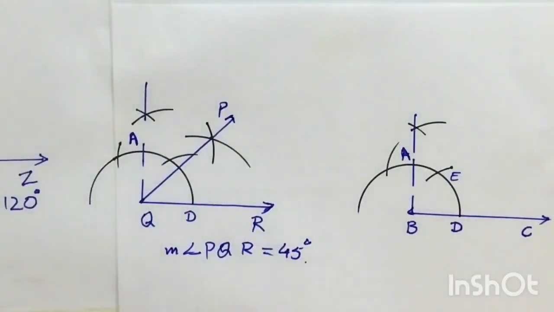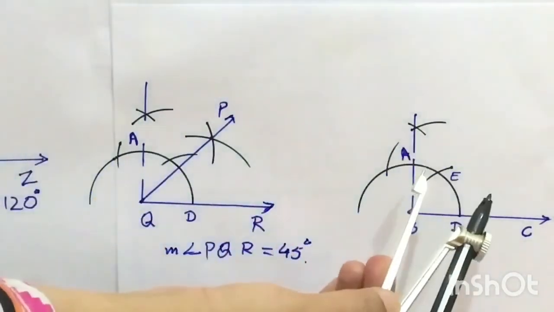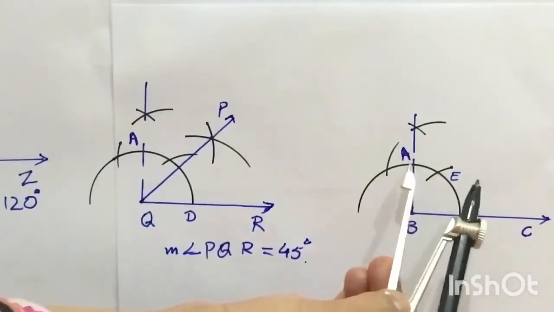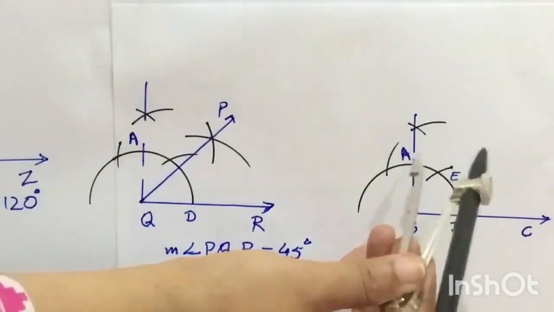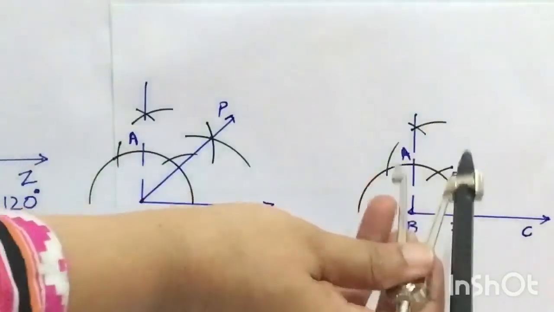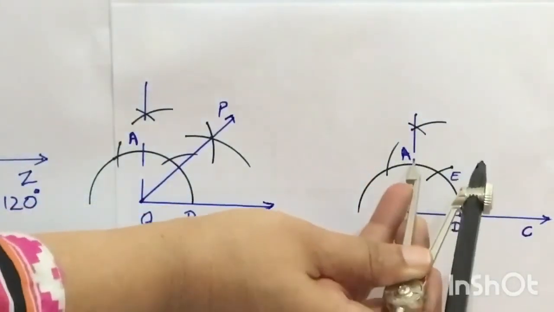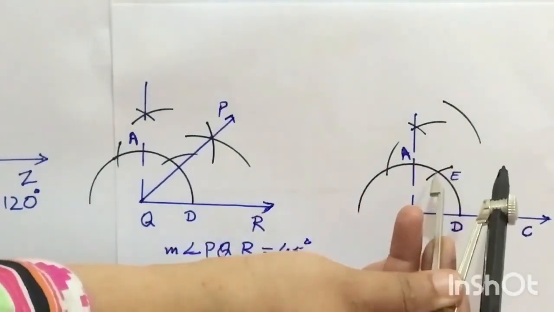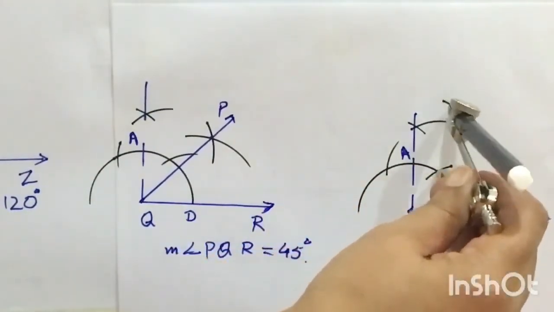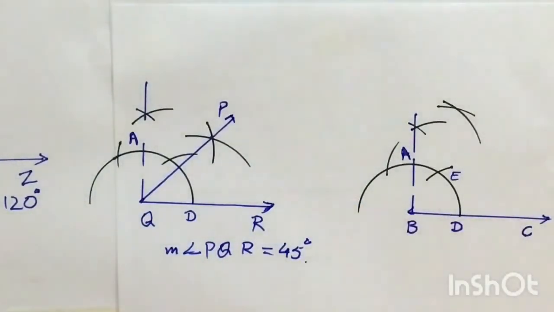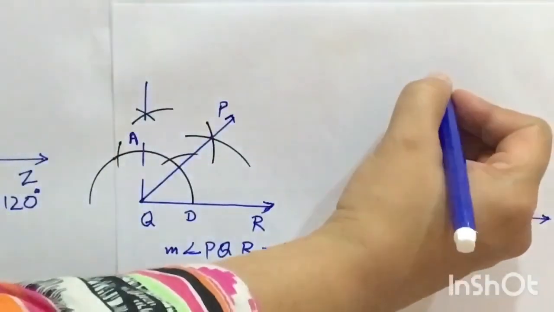Again, to get the angle of 75 degrees, I will bisect the part of the semicircle which is represented by points A and E. Again, taking any size of width, placing the needle of the compass at point A, I will mark an arc, and again with center E, I am going to mark an arc which bisects the previous one at a point, say, L.